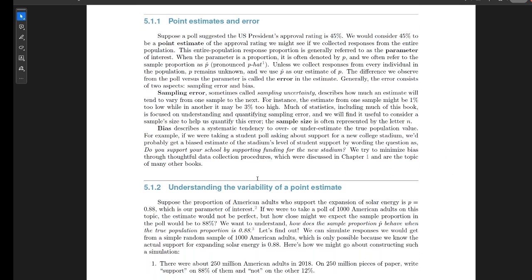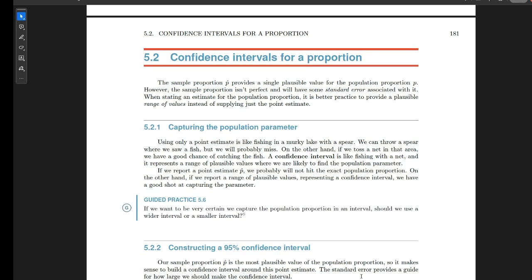So you'll have questions in the homework and throughout the Canvas assignments that look at the difference between a point estimate and an interval. So you can see 5.2 says confidence intervals for a proportion. So again, it's different if we're determining the confidence interval for a proportion versus the confidence interval for a mean. Okay, so they kind of give a little description in here.